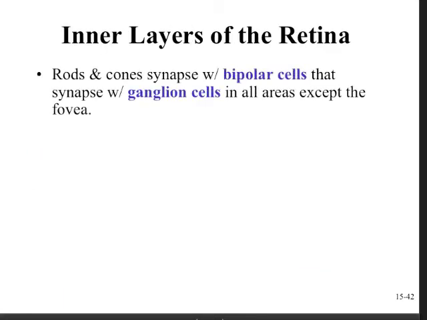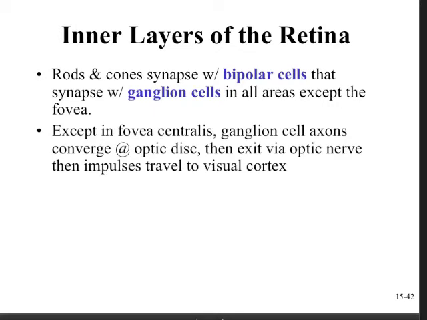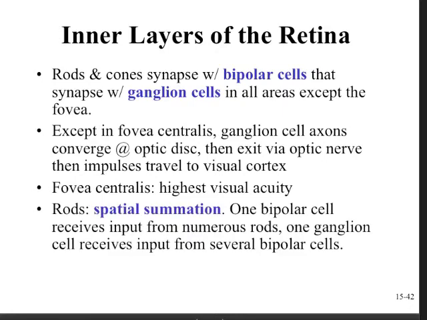Rods and cones are going to synapse with bipolar cells, which in turn synapse with ganglion cells in every area except for the fovea. In the fovea centralis, ganglion cell axons converge at the optic disc. They then exit via the optic nerve, then impulses travel to the visual cortex. The fovea centralis is our area of highest visual acuity. This is where the greatest concentration of cones will be found.